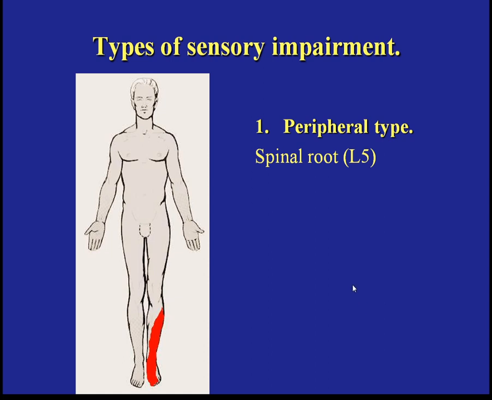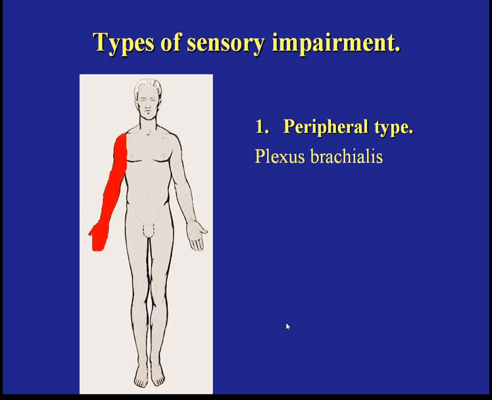In this picture, you can see spinal root L5 is damaged, and we also can have pathology of all sensory modalities in the autonomic zone of this root L5 innervation. This is a peripheral type also. Here the brachial plexus is affected, and there is loss of all sensory modalities in the autonomic zone of this plexus innervation, like in the picture.